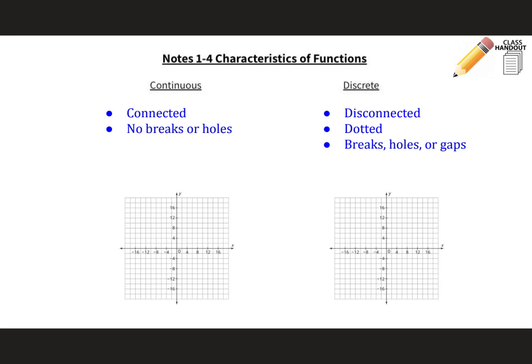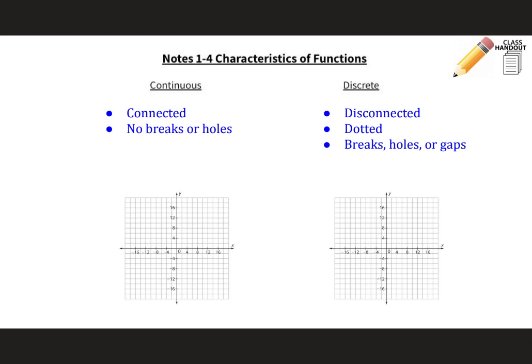Most of the graphs that we've looked at so far have been continuous. A continuous graph is completely connected. There are no breaks or holes. A discrete graph is going to be disconnected. Usually you'll see it as kind of like a bunch of dots in a row. And there might be breaks, holes, or gaps.